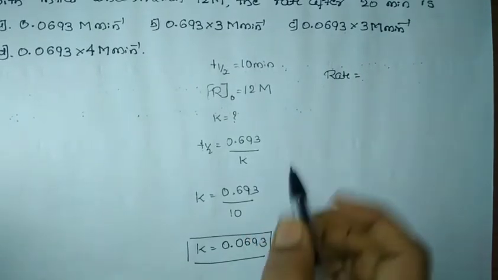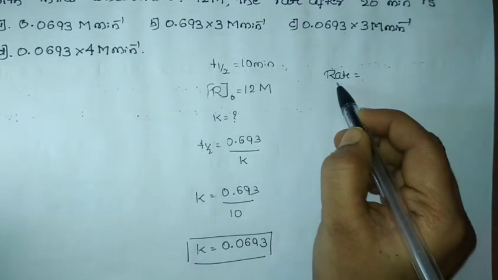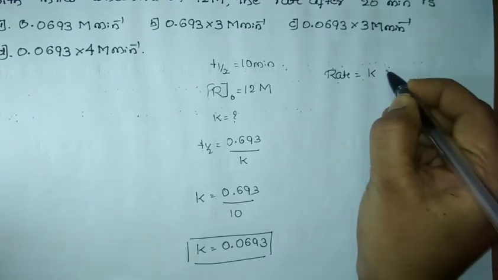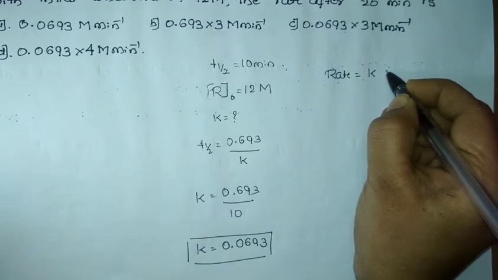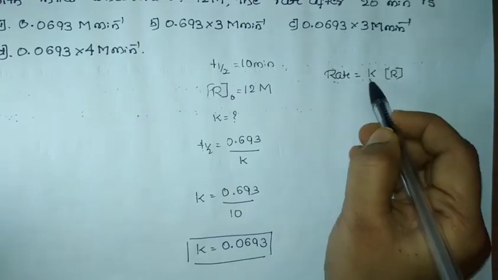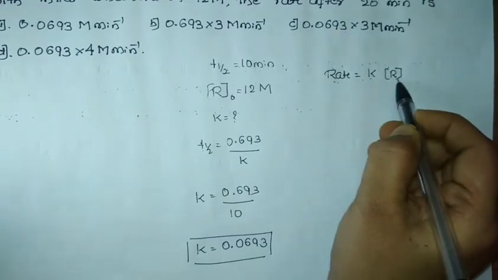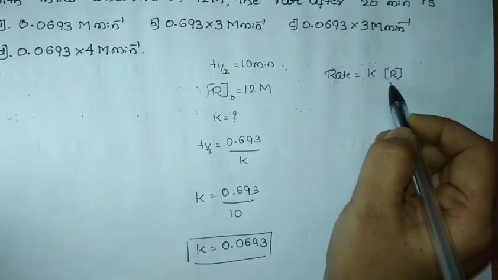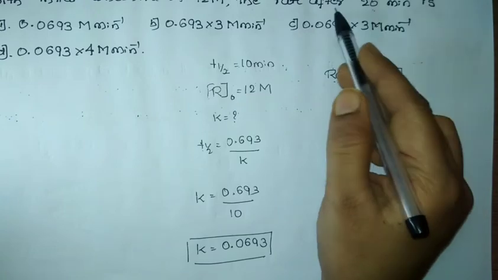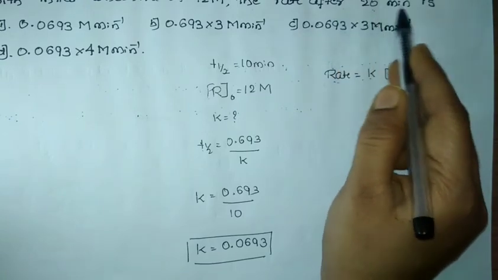See, we have a formula. Rate is equal to constant into the concentration. I could mention the concentration like this: rate is equal to K into R, the concentration. So which concentration are we going to take here after 20 minutes? Because we need to find out what is the rate of the reaction after 20 minutes.